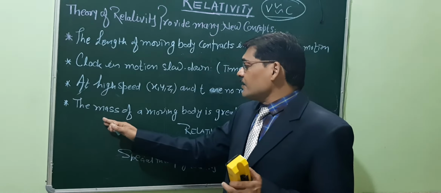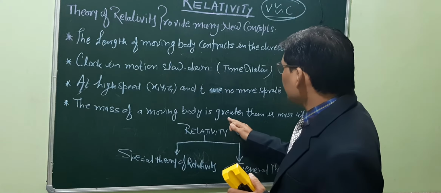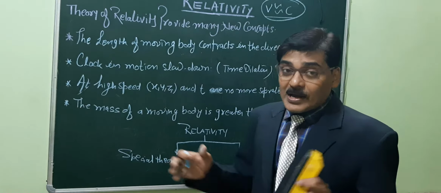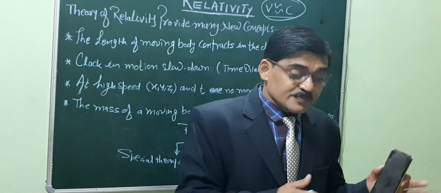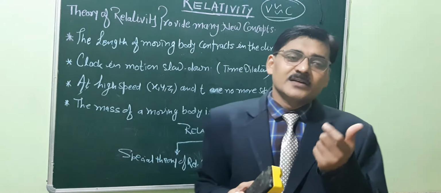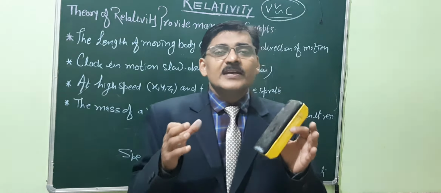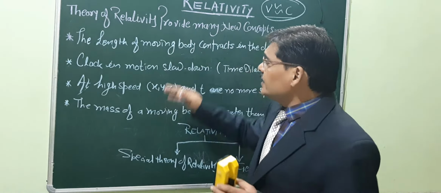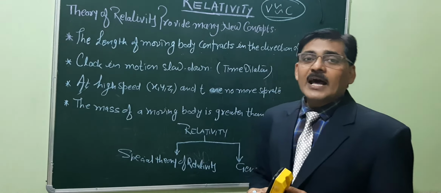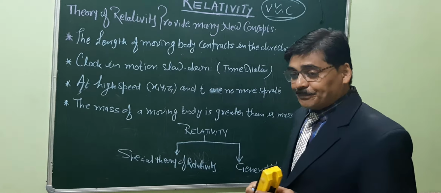And the last concept is that the mass of a moving body is greater than its mass at rest. The mass of a moving body is greater than the mass at the rest position, which is also a very interesting topic, and it is the variation of mass with velocity. So these are the new concepts which are directly concerned with our relativity topic.